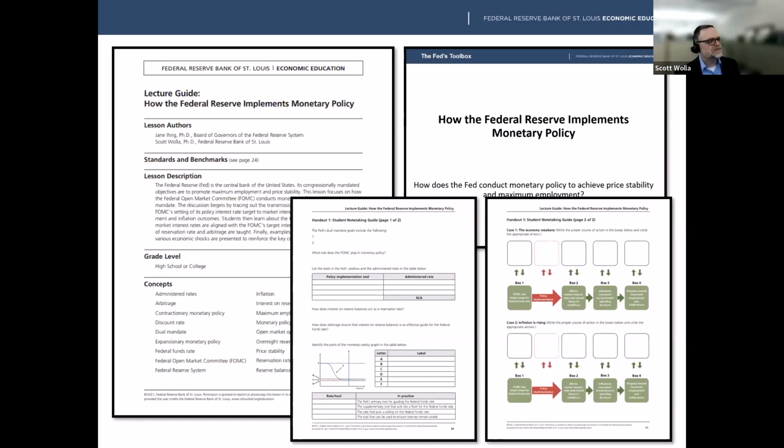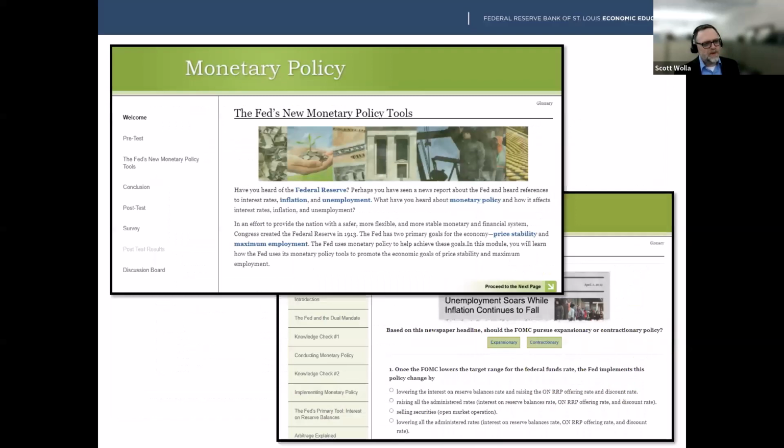On the next slide, we have an online module. So if you want your students to get the content, but you don't want to get your hands too dirty learning all this stuff first, this is the low-stakes option. You assign it to them. Everything is contained in the module. There's a pre-test, a post-test, and interactive pieces, but they're going to get all of the essential content.